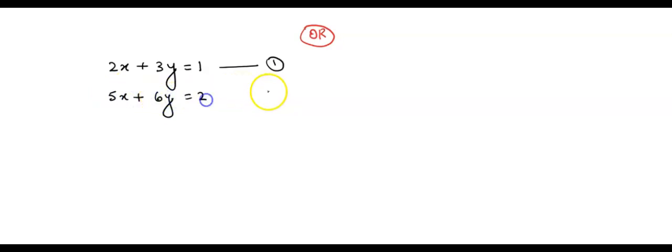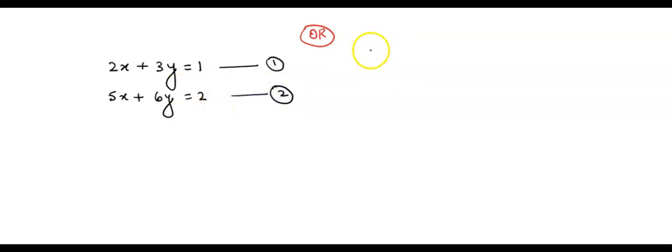Yeah, same question, we are solving the choice question. The given pair of equations are 2x plus 3y is equal to 1. Let me say this is equation 1. Then 5x plus 6y is equal to 2. Let me call this equation 2.